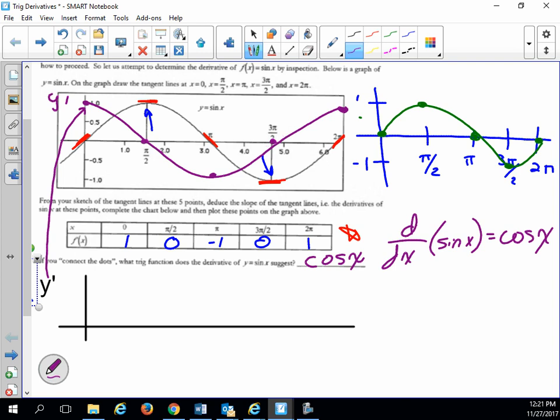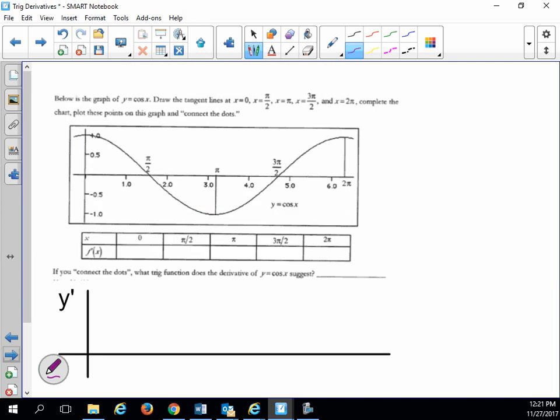Alright. Let's talk about the same thing with cosine x. Here's the cosine x graph. And again, the important points that we have are the 5 major points, 0, pi over 2, pi, 3 pi over 2, and 2 pi. So again, I'm going to draw in my tangent lines at 0, at pi over 2, at pi, at 3 pi over 2, and at 2 pi.